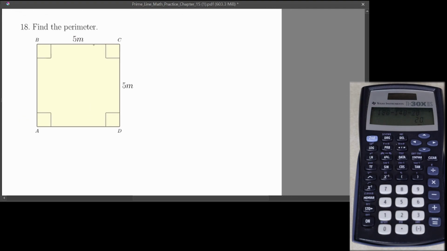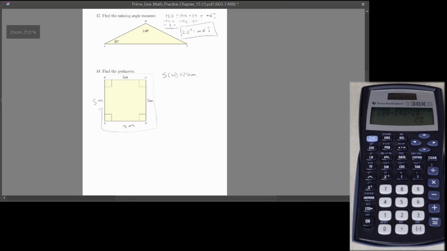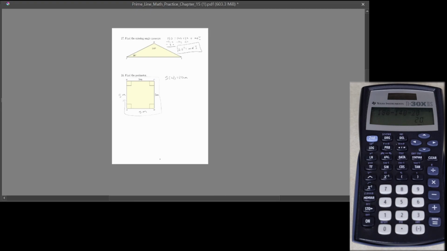Okay, perimeter. Realize that if it's a rectangle or a square with right angles, we can say that this is 5 meters and this is 5 meters. And the perimeter is measuring the outside. So we can take 5 plus 5 plus 5 plus 5, or 5 times 4, and get 20 meters. And so the perimeter is the amount of fence you buy to go around that shape.